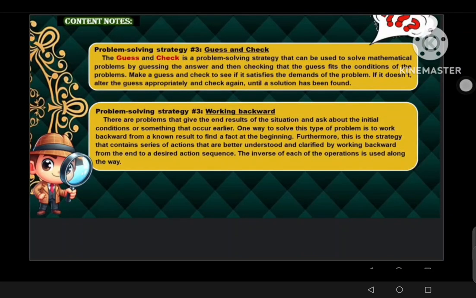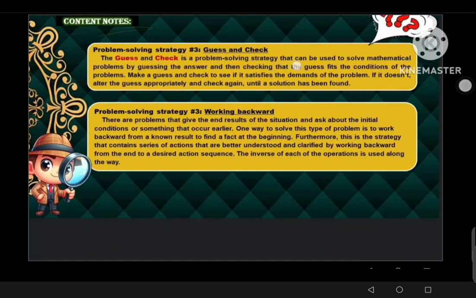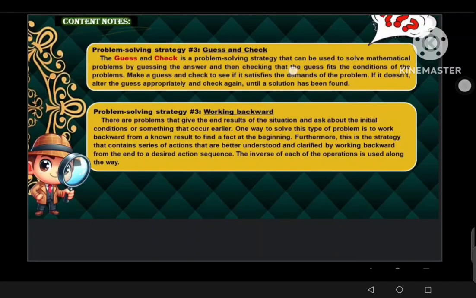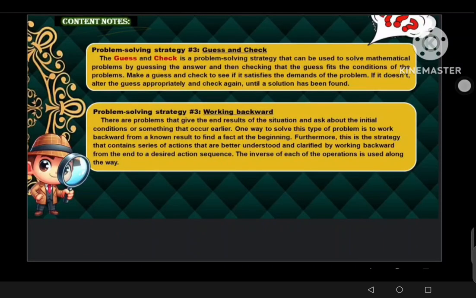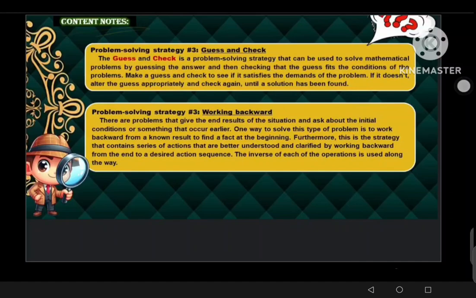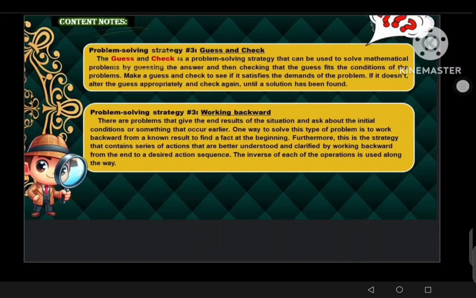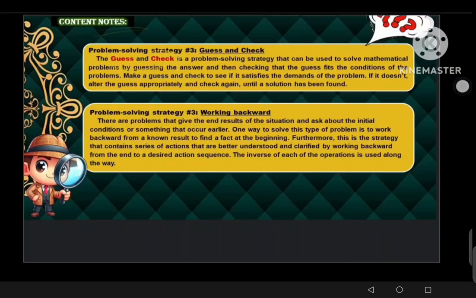Alright, so we have here our content notes. When we say guess and check, let's read this one. It is a problem-solving strategy that can be used to solve mathematical problems by guessing the answer and then checking that the guess fits the conditions of the problem. Make a guess and check to see if it satisfies the demands of the problem. If it doesn't, alter the guess appropriately and check again until a solution has been found. So in other words, when we say guess and check, this strategy means making a reasonable guess, testing it, and adjusting until you find the correct answer. It's like trial and error, but with logic.